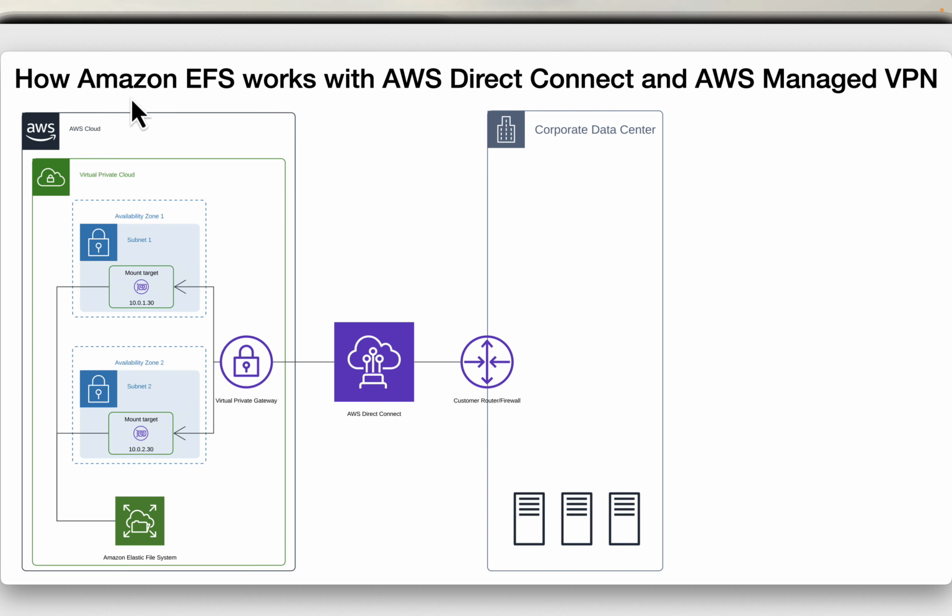And lastly, how Amazon EFS works with AWS Direct Connect and AWS Managed VPN. In this case, technically both scenarios are the same, but I will talk about Direct Connect. It can be Managed VPN also. So how to access an Amazon EFS file system from on-premises? Here we have some on-premises server. We have a direct connection, and there's a virtual private gateway and customer router firewall. It's all physically connected, and you can use any mount target in your VPC. So it can be any mount target in the whole VPC.